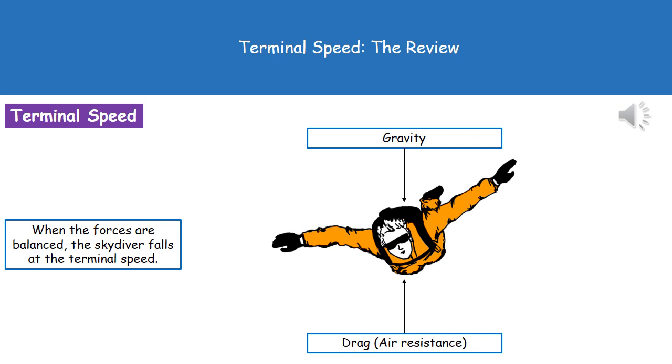Welcome to our revision summary on terminal speed. So first thing we need to understand then is when we're going to see this terminal speed occurring.